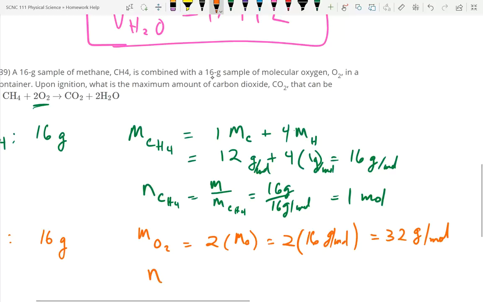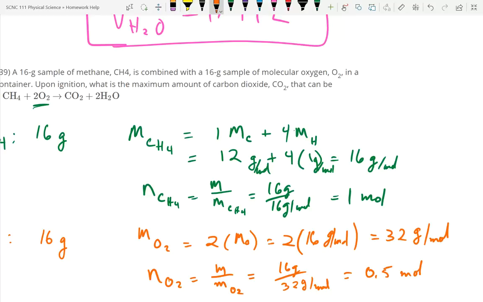So the number of moles of oxygen is equal to the mass of oxygen over the mass for a mole of oxygen. So that's 16 grams over 32 grams per mole. 16 over 32 is 1/2. So we have 0.5 moles of oxygen.